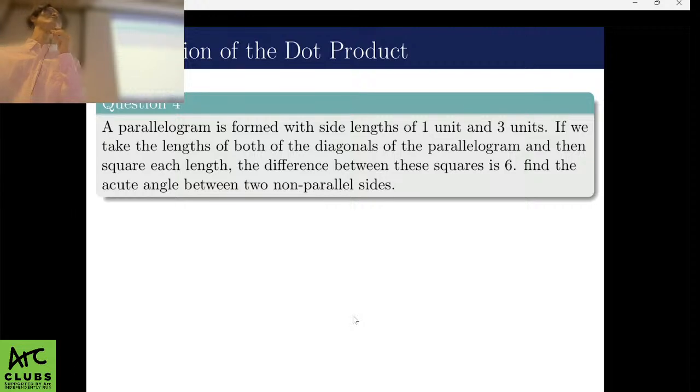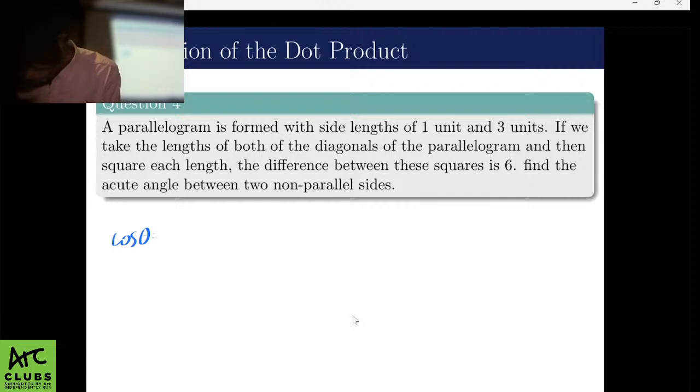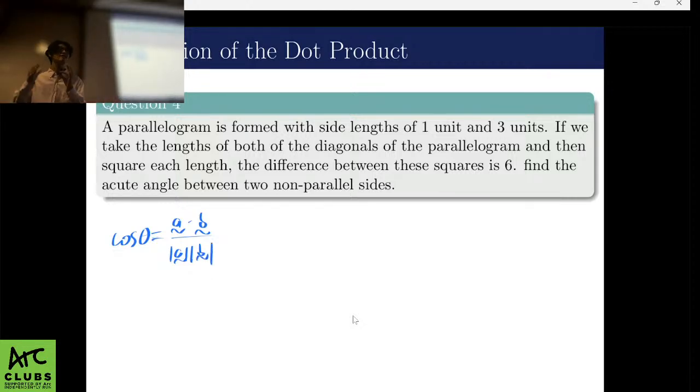Okay, so let's read the final line, because usually that's the most important one. It's literally asking you what to find. It says, find the acute angle between two non-parallel sides. Well, if we want to find the acute angle, usually we want to use the dot product. So that already gives us a clue. So we want to use the formula where cos theta equals A dot B over the magnitude of A times the magnitude of B. So that already gives us an insight into what we want to do, and that's probably one of our final steps.